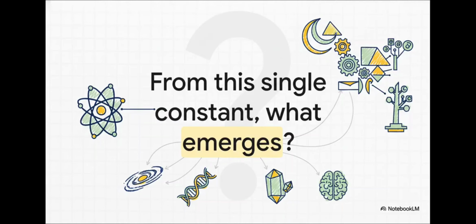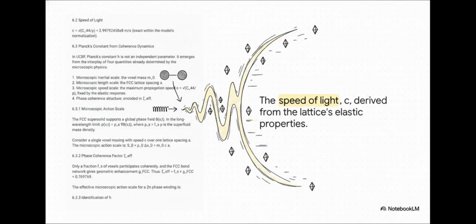So, what does it predict? Let's take a look. First up, the speed of light, c. In this model, c isn't just some abstract cosmic speed limit someone made up. No, it's the actual top speed a wave can travel through this voxel crystal. Think of it like the speed of sound traveling through a diamond. It's a direct result of the crystal's stiffness and density. The key thing here is it's not assumed, it's calculated.